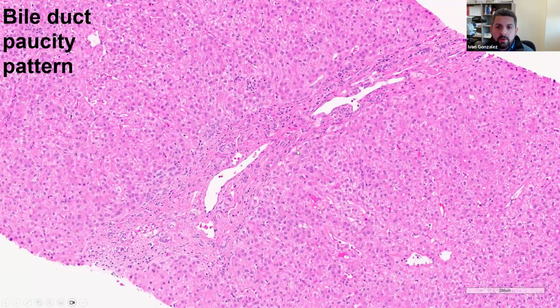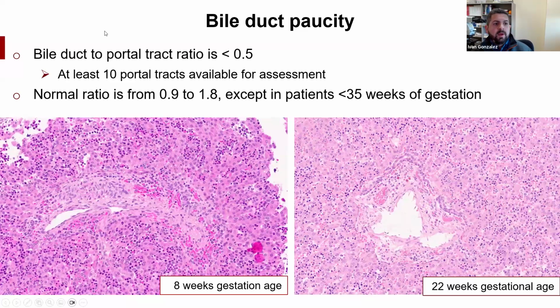So here you have this portal tract, and there you can see your veins, your artery, and there's no well-formed bile duct. And then what is the actual definition? The bile duct to portal tract ratio when it's less than 0.5 or less than 50%. To make an official count, you want at least 10 portal tracts available for assessment.